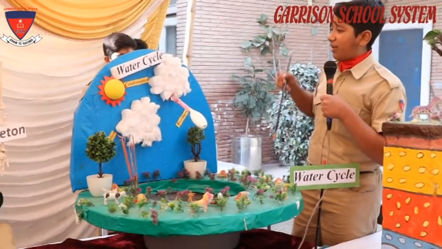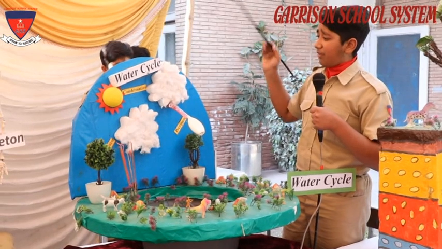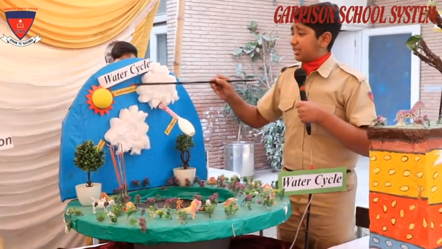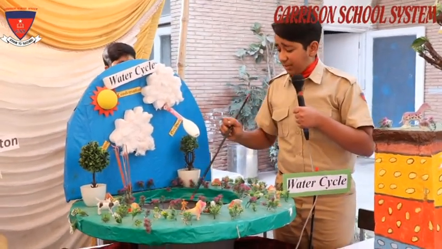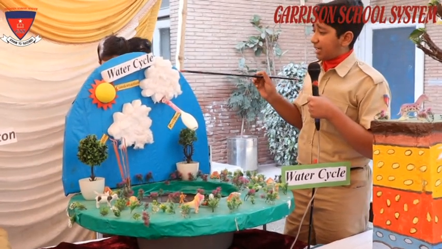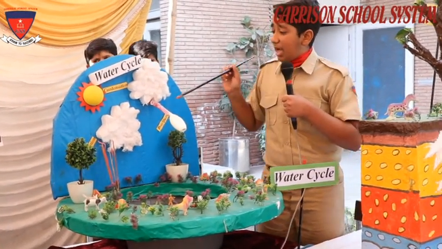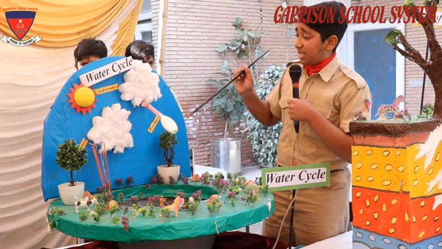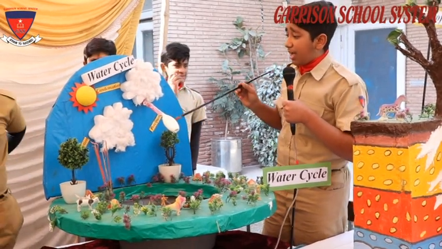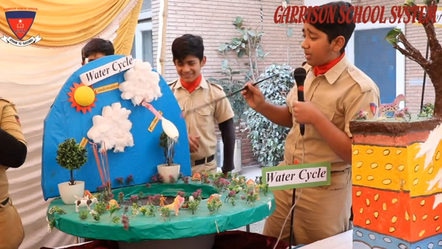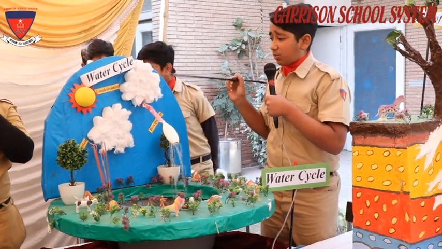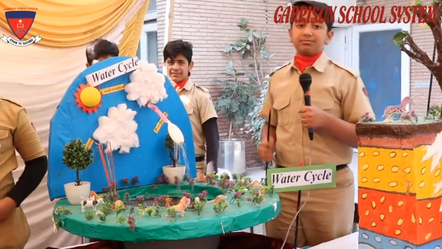This is the model of the water cycle, which shows the movement of water above and below the earth's surface. This is the sun which heats up the surface water. Water evaporates in the form of water vapors, and these water vapors condense in the air in the form of raining. After that, it is absorbed by the soil and enters into the water table.